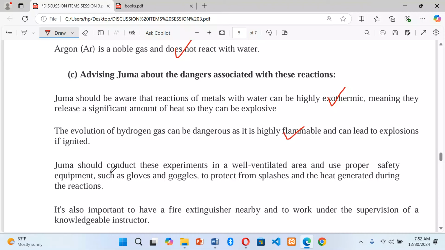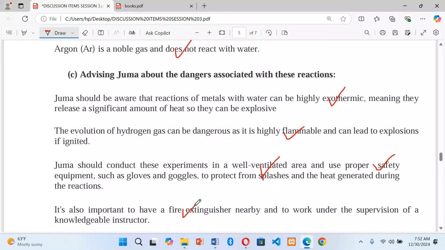Juma should conduct these experiments in a well-ventilated area. You think this is the mitigation, or what he should do to mitigate all these dangers. So well-ventilated, and use proper safety equipment such as gloves and goggles to protect from splashes and heat generated. It is also important to have a fire extinguisher.